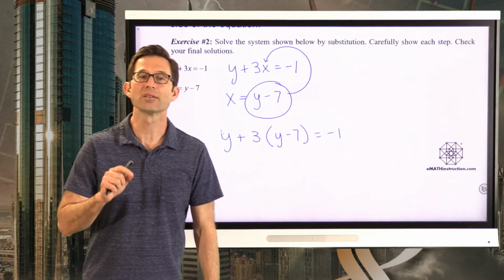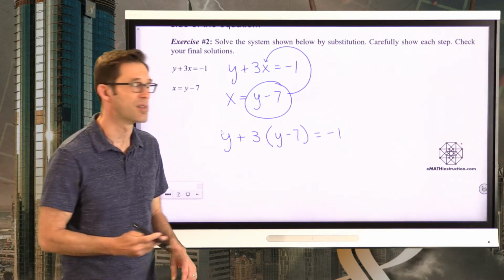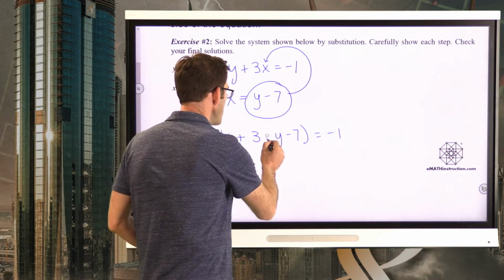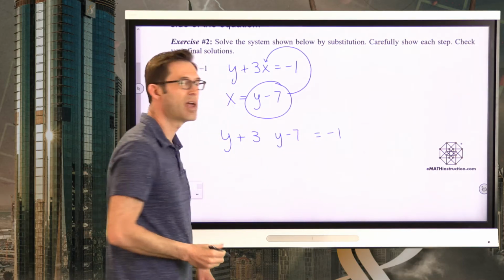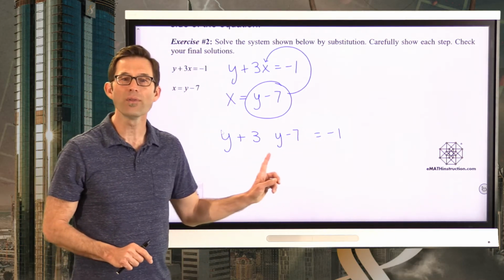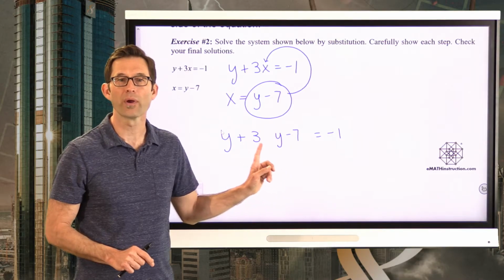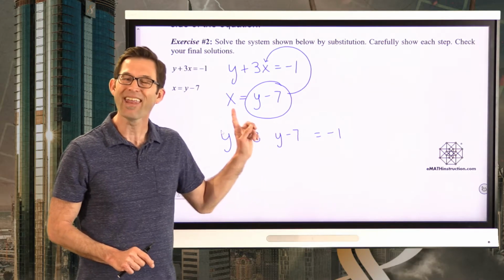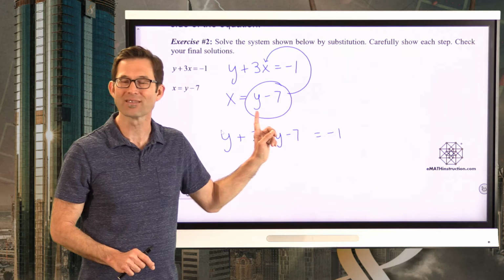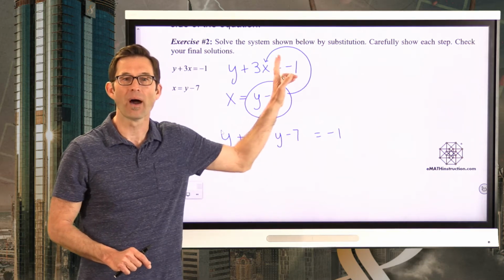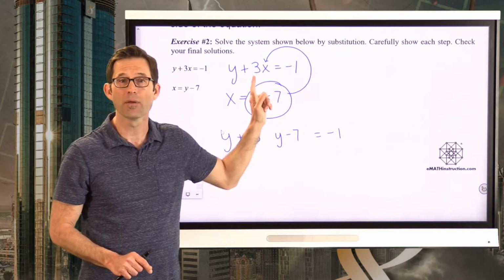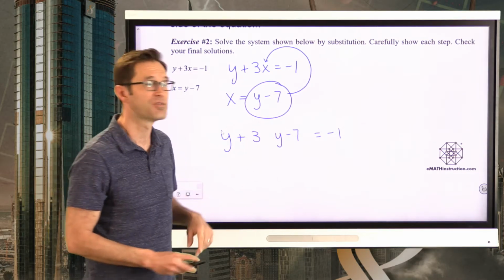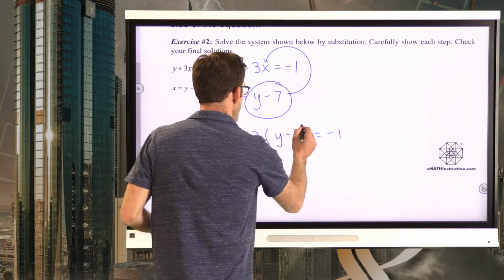It is exceptionally important that you have the parentheses in there, because if you don't, and let me just erase them for a minute and then I'll put them back in, if you were to write something like this down, then obviously the only thing that's getting multiplied by the 3 is the y. And yet x is equal to y minus 7. It's not equal to y, and then there's a minus 7 sitting here. Every part of that x has to be multiplied by the 3, and the negative 7 is part of that.